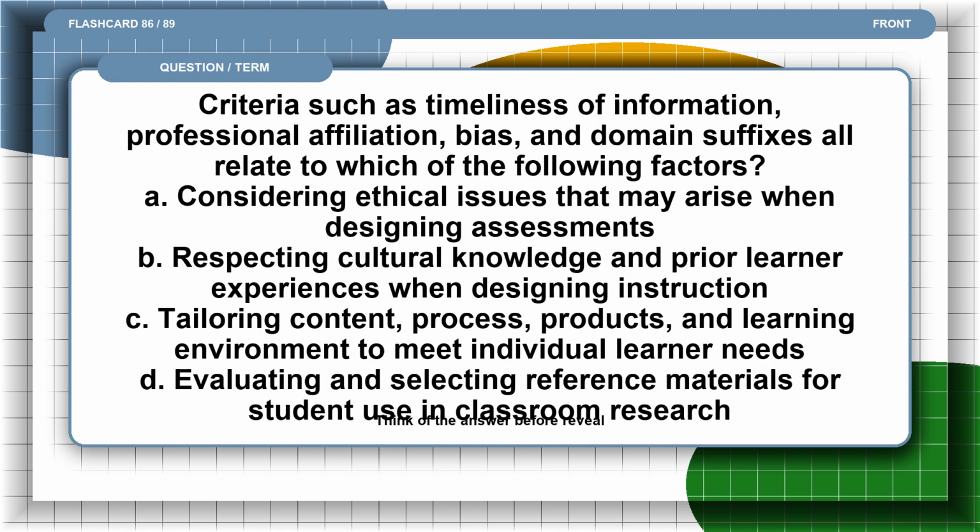Flashcard 86. Criteria such as timeliness of information, professional affiliation, bias, and domain suffixes all relate to which of the following factors? A. Considering ethical issues that may arise when designing assessments. B.